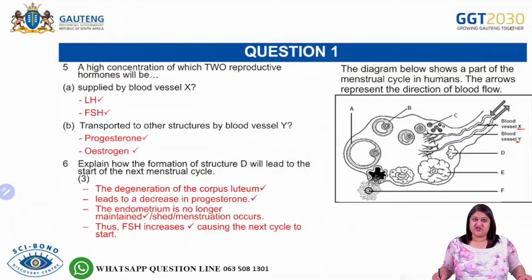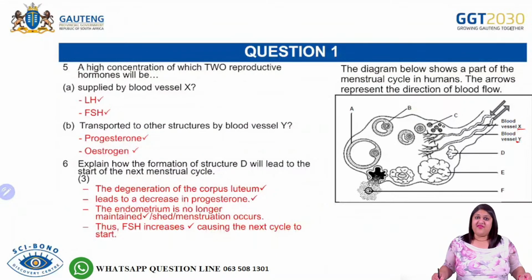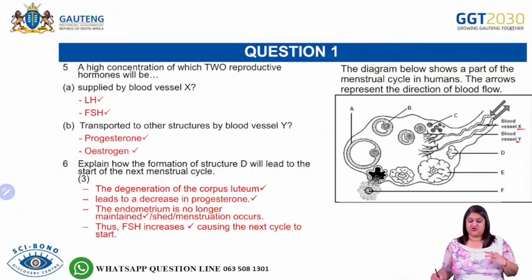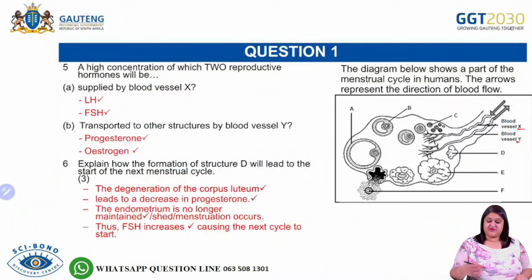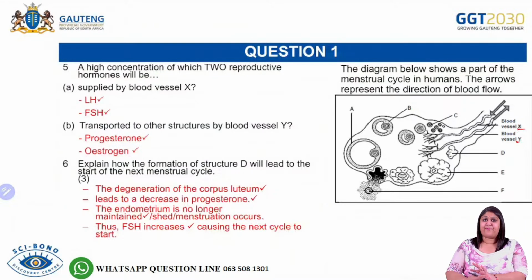The degeneration of the corpus luteum, or the disintegration, or the shrinking, leads to a decrease in progesterone. The endometrium is no longer maintained, or you can say it's shed, or you can say menstruation occurs. Thus, FSH increases, causing the next cycle to start. Okay, they're asking you how it would lead to the next one. Now, I didn't mention this earlier, but I'm going to explain it now.